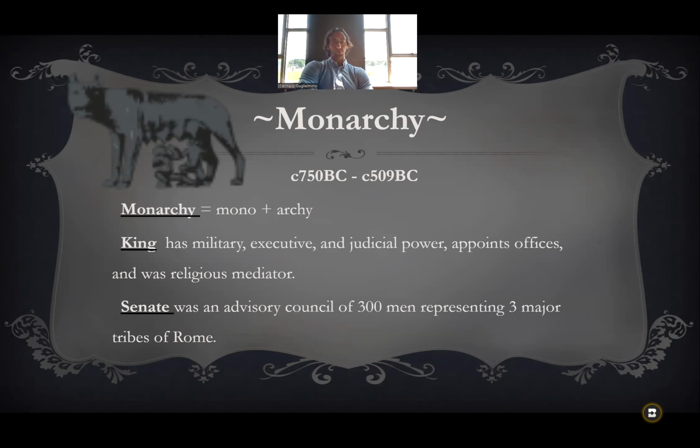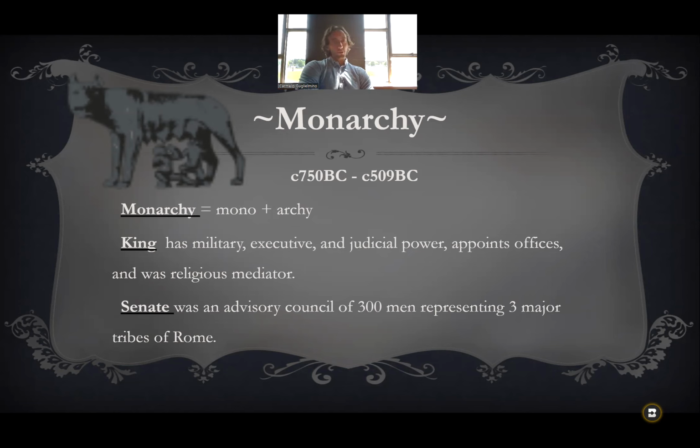Rome established itself first and foremost as a monarchy, ladies and gentlemen. That is how the civilization begins. It starts out with having a king, right? What does that mean? Monarchy, one ruler. Archy means ruler, mono means one. So the king, as it says, has military, executive, and judicial power, appoints offices, and was the religious mediator. So we essentially have a dictator, an authoritarian, a centralized power in one figure for around 250, 260 years in ancient Roman history. So for quite a while, they sit there as a monarchy.